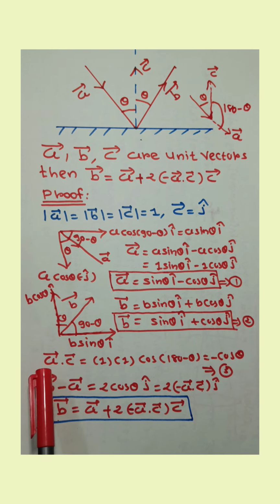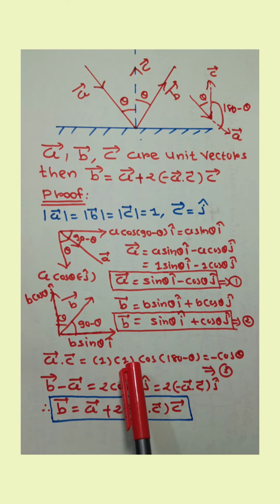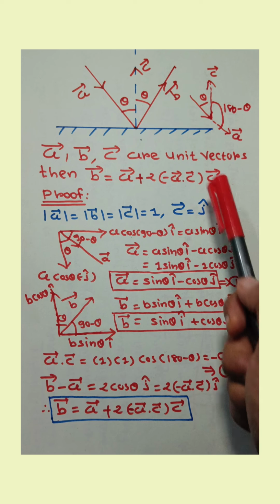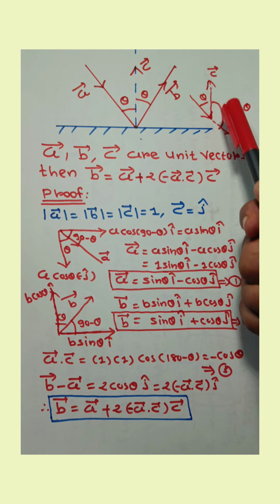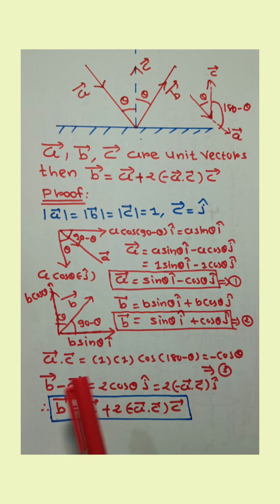Now take the dot product of A and C, A vector dot C vector. The magnitude of A is 1, the magnitude of C is 1. The angle between A and C is 180 minus theta. See the diagram here. The angle between A and C is 180 minus theta. Cos of 180 minus theta is minus cos theta. So A dot C is minus cos theta, equation number 3.